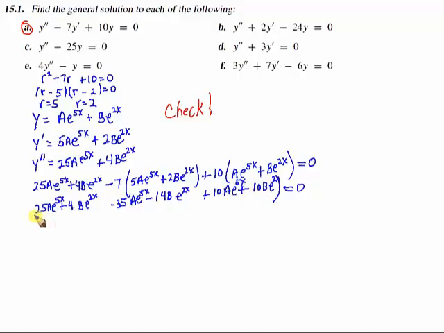So we got 25a e to the 5x minus 35a e to the 5x. That's negative 10. Plus 10 is 0 e to the 5x. We have a 4b e to the 2x minus 14b. That's negative 10. Plus 10 is 0. So it checks.